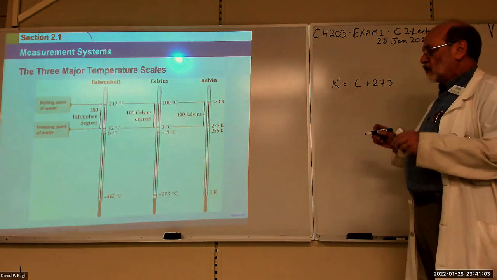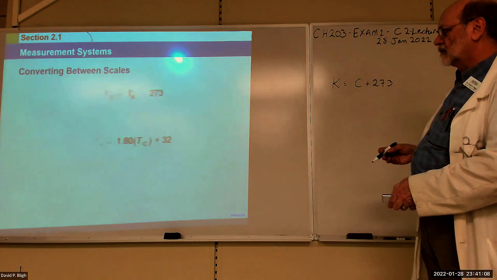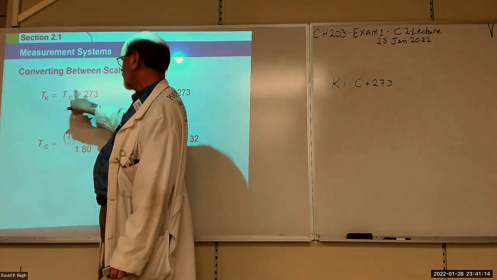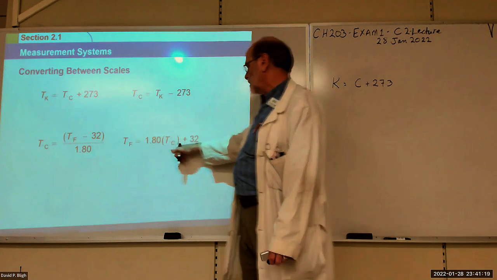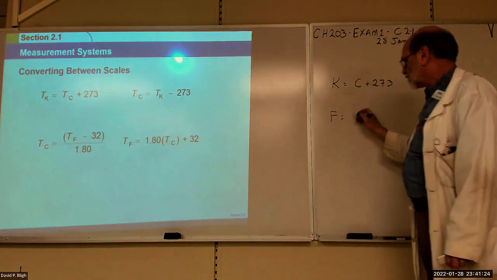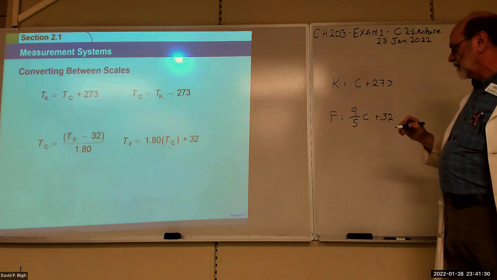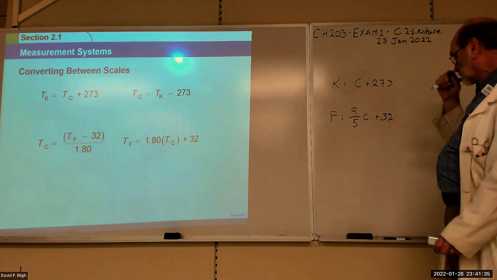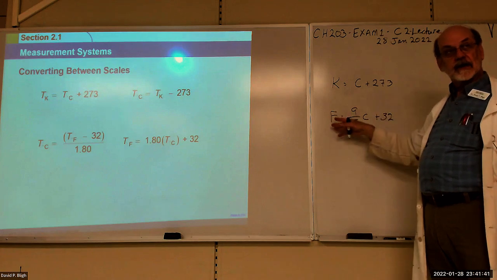Okay, so the conversion, well, actually, I do need that next one. Here's the conversion of Celsius to Kelvin. So Celsius plus 273 is Kelvin. But this is the one I memorized as a kid. I think it was grade school, I learned that one. Fahrenheit is equal to 9/5 Celsius plus 32. That's the way I learned it. 9/5 is 1.8. And if you know this relationship, if you know Celsius, just plug the number in and calculate Fahrenheit.